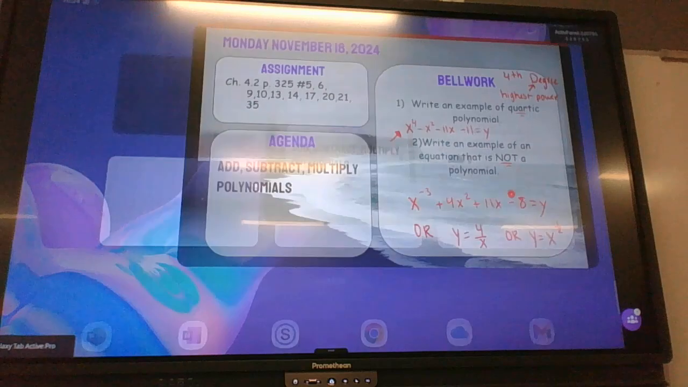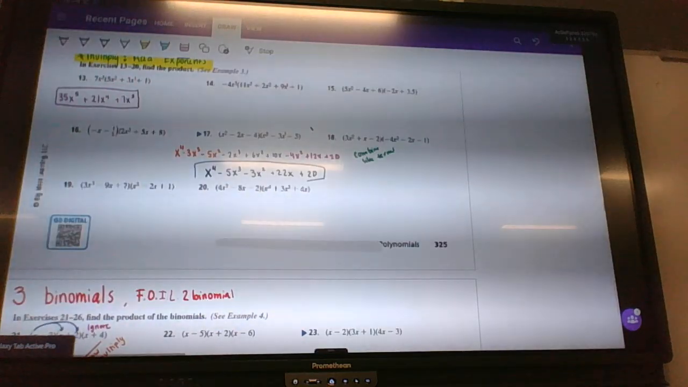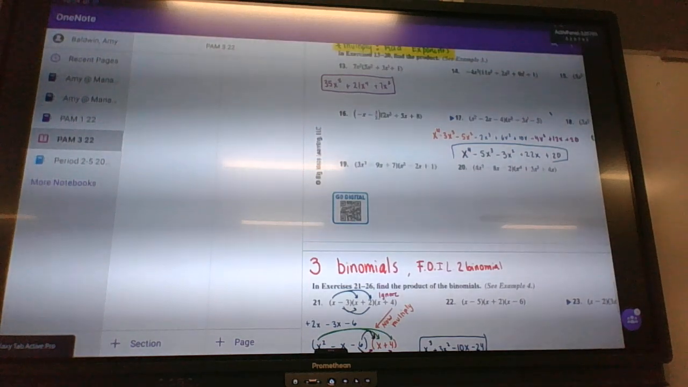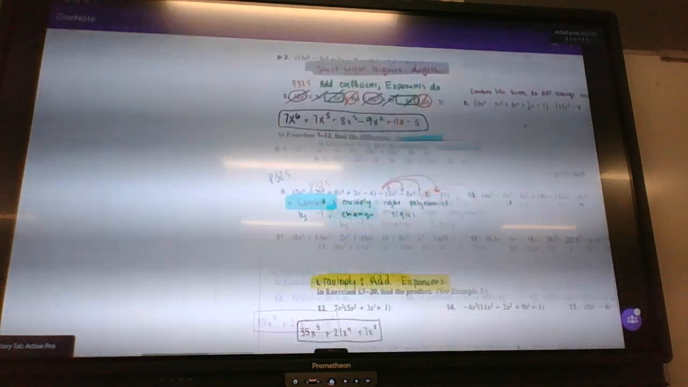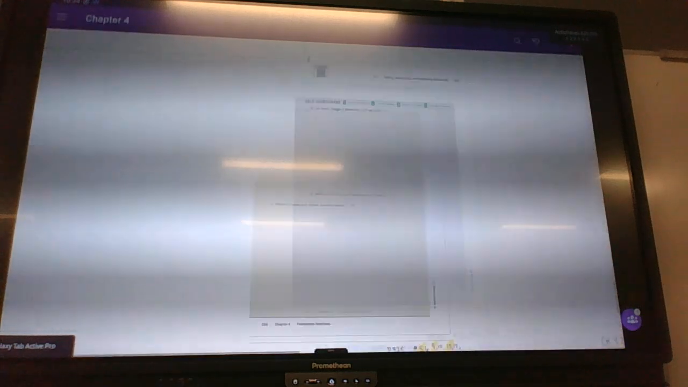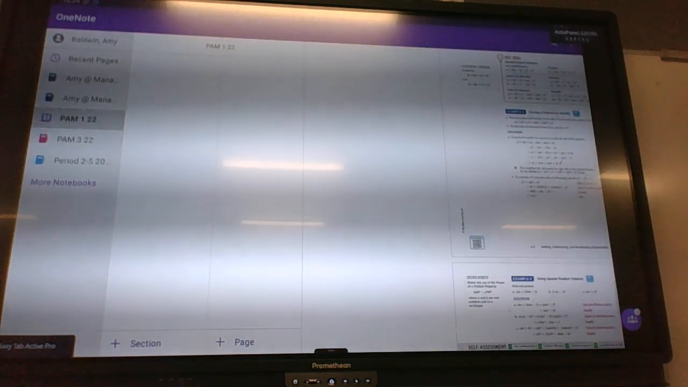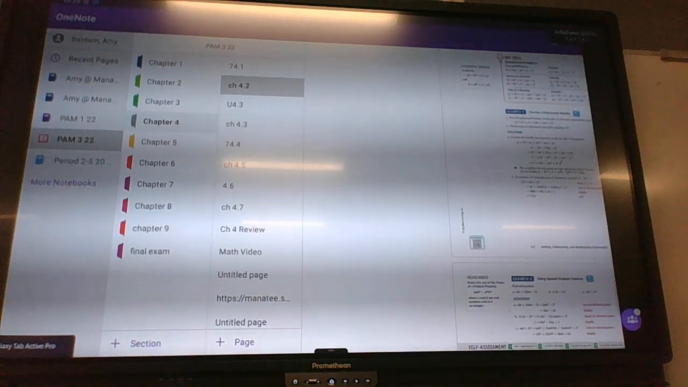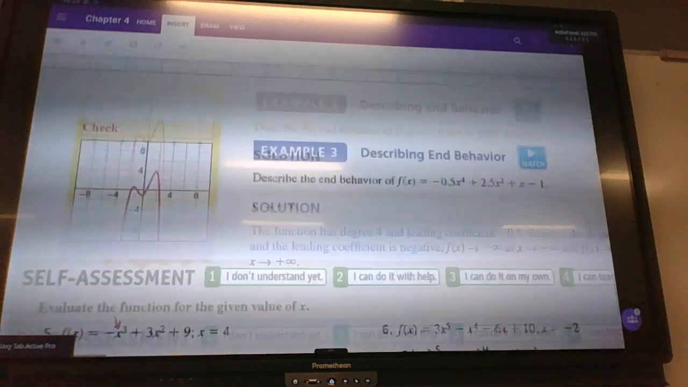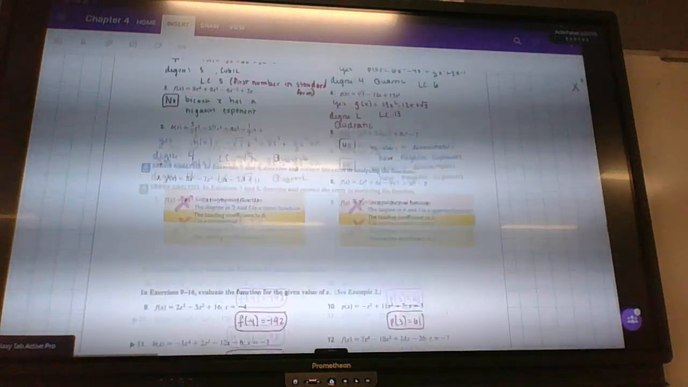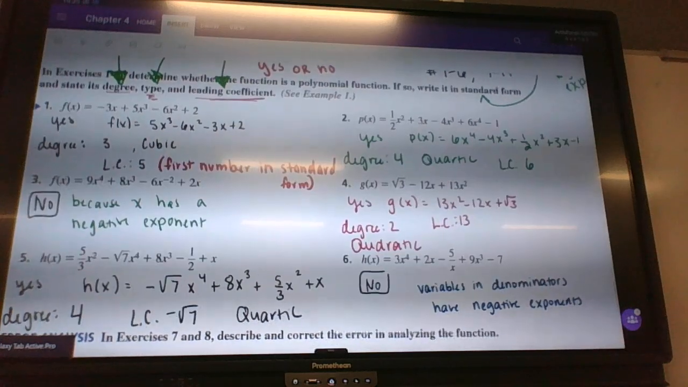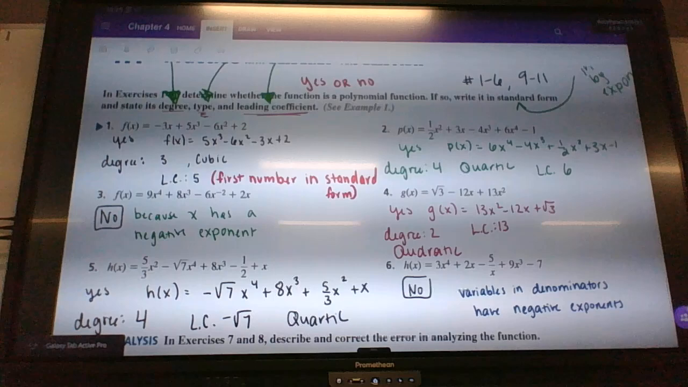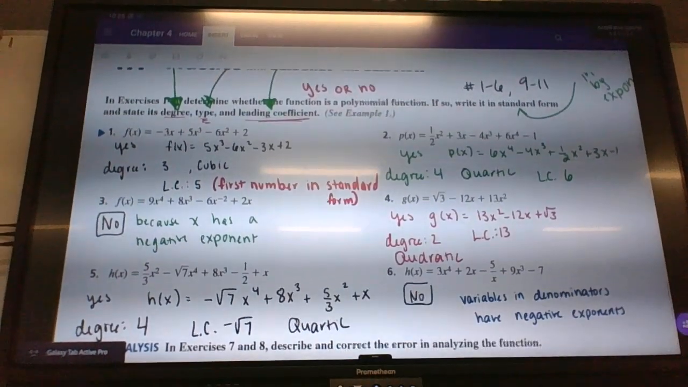Okay, let's look at the assignment then from Friday. Alright, so as you're looking through, labeled no, not polynomials. And this is the assignment from Friday.